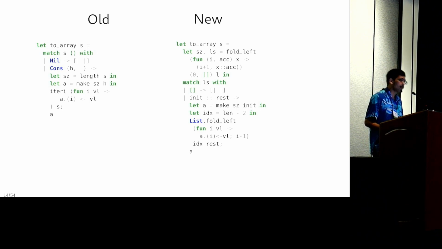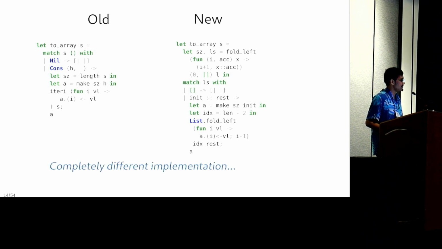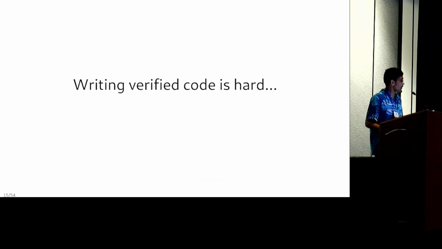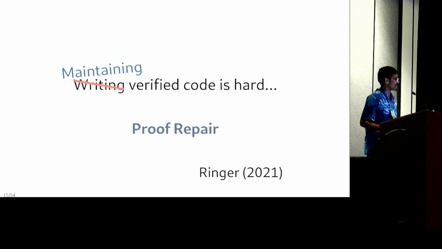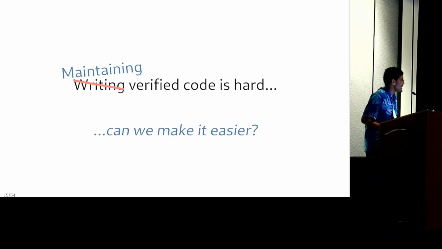The only problem from a proof engineer's perspective is that we now have a completely different implementation, and so our proofs have to be redone. So not only is writing verified code hard, simply maintaining it is a pain. And this is the problem of proof repair, coined by Talia Ringer and recognized by the community. And the question that it asks is, well, can we make this any easier?